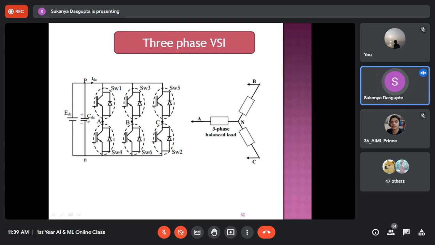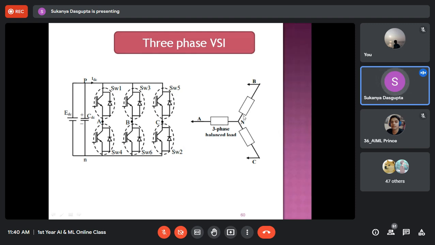Each leg will have two semiconductor switches. In this diagram, these are IGBTs, insulated gate bipolar transistors. These are all IGBTs. So total three limbs are there, and a total of 6 switches are required to connect in this type of configuration. And here the load is basically a three-phase balanced type load. You can see the star type load circuit has been drawn.